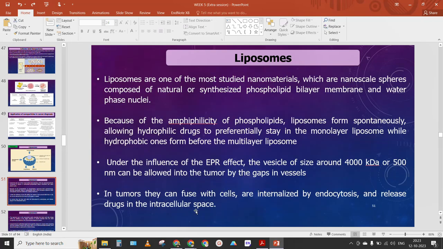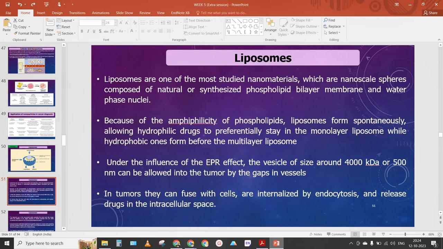The next, the properties of liposomes. Liposomes are one of the most studied nanomaterials, which are nanoscale spheres composed of natural or synthesized phospholipid bilayer membrane and water-phase nuclei. Because of the amphiphilicity of phospholipids, liposomes form spontaneously. Then under the influence of the EPR effect, vesicles of size around 400 to 500 nanometers can enter the tumor through the gaps in the vessel.